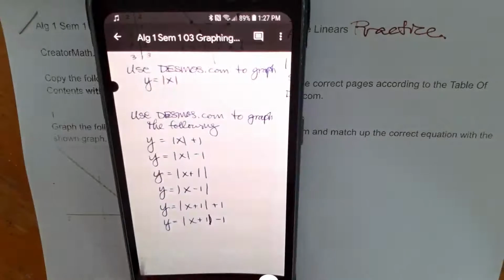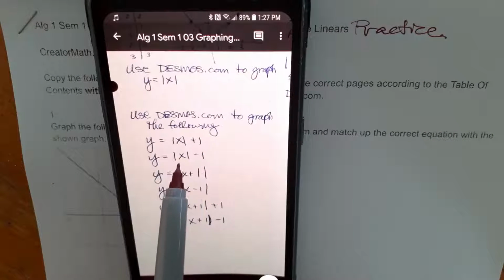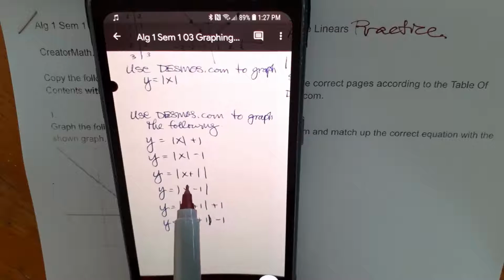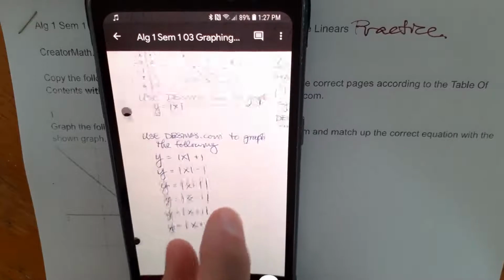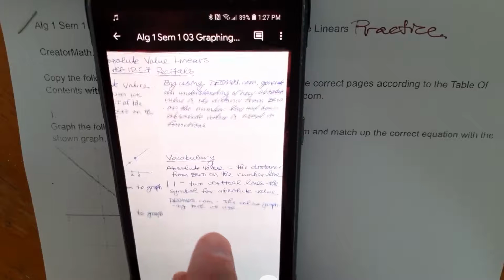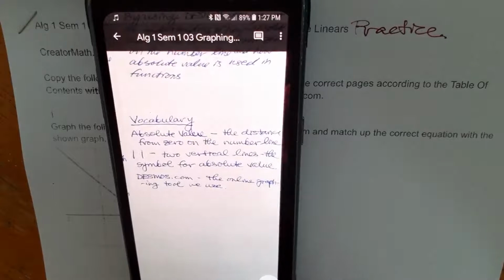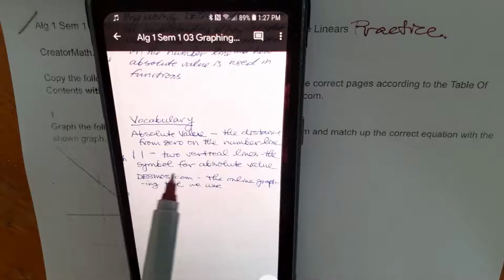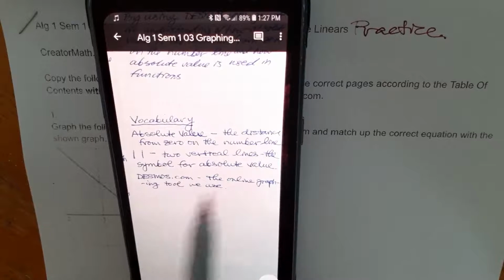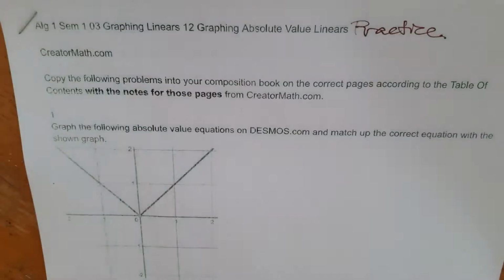In fact, we're going to use different things. We're going to do the absolute value of x plus 1, the absolute value of x minus 1, the absolute value of x plus 1, right, that total value, the absolute value of x minus 1, the absolute value of x plus 1 outside of the absolute value, and so on and so forth. So put those into your notes, and that'll help you at least be familiar with writing this down and seeing the notation. Here's definitions, absolute value. The 2 vertical bars is the symbol for absolute value, and we're going to Desmos.com to graph this. So the actual lesson on absolute value was prior.